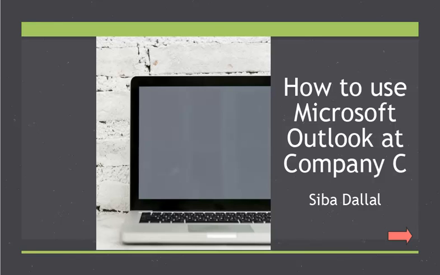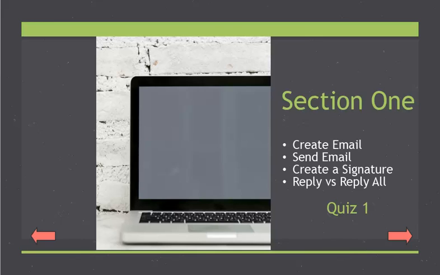and meetings. To navigate through this course, you can use the back and forth arrows to go to the next slide or go back to the previous slide. In Section 1, you'll learn about creating and sending emails, creating a signature, and using reply or reply all options.